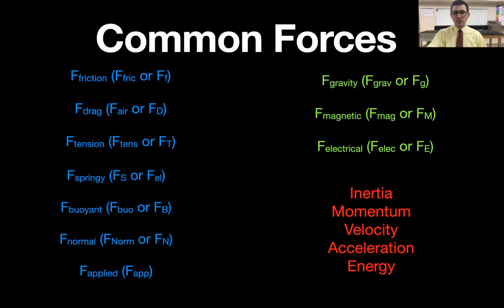Buoyant force and normal force are similar, but buoyant force is for something that's floating on top of water. The water's pushing it up. And normal force is for something that's sitting on a solid surface. The solid surface is pushing it up. A table is the easiest example. And then force applied is our catch-all force. If I were to push Mr. Taylor, that would be an applied force by me on Mr. Taylor.